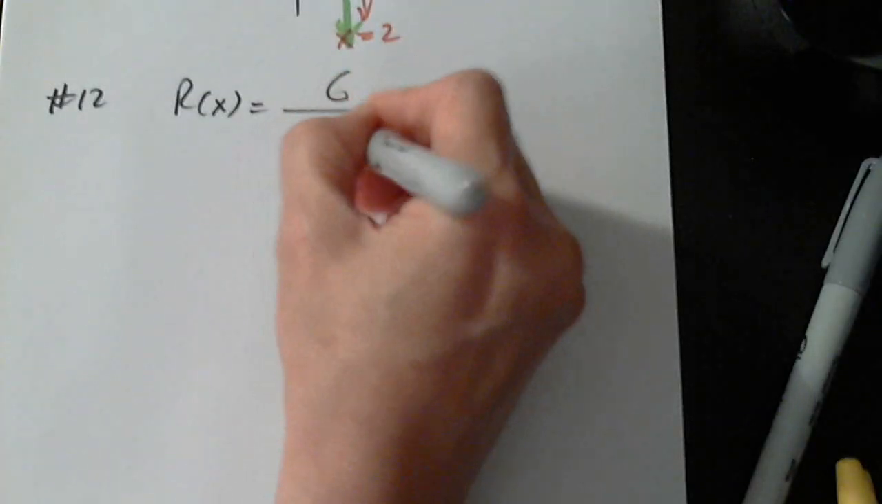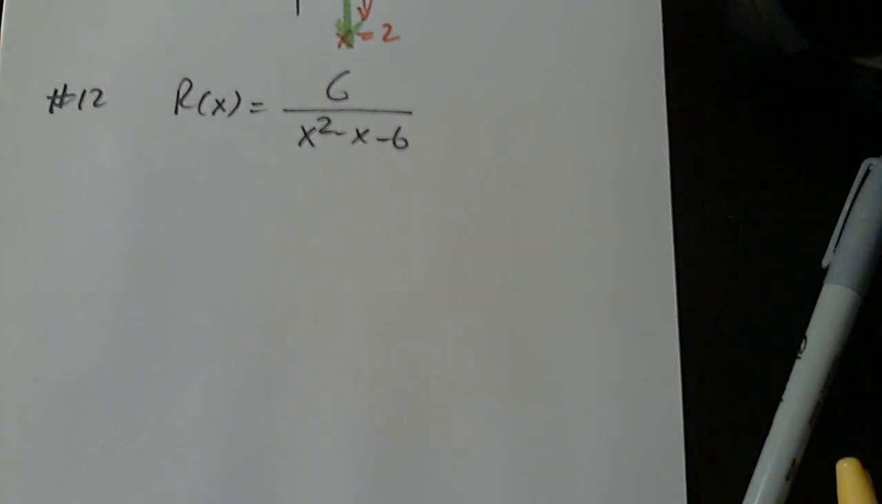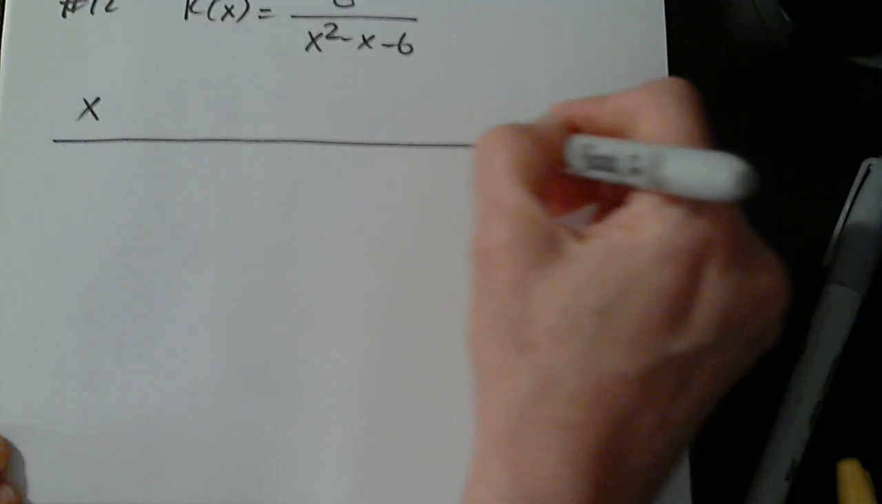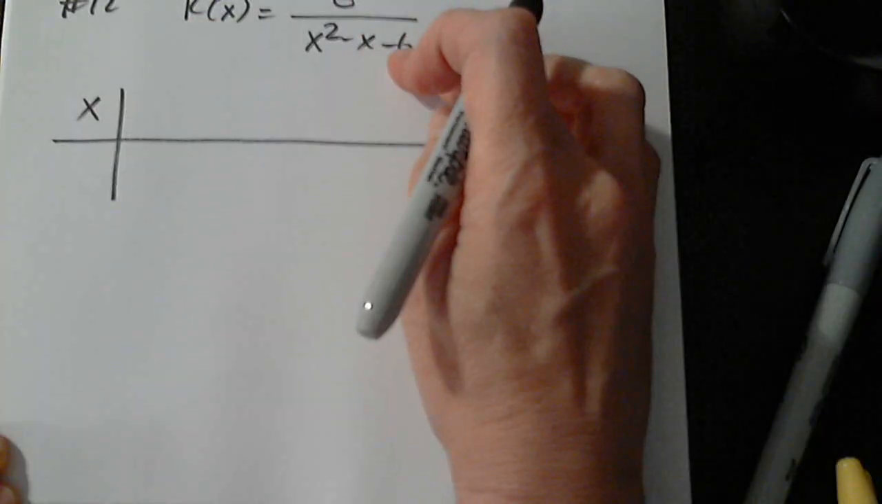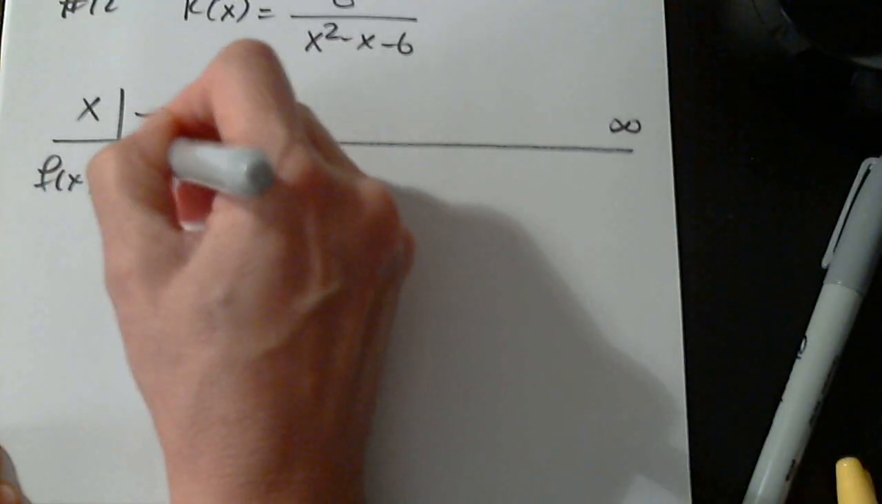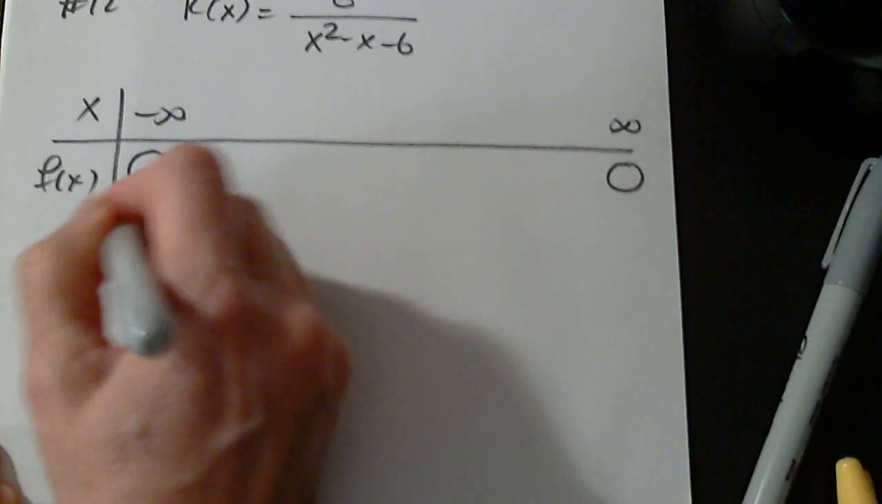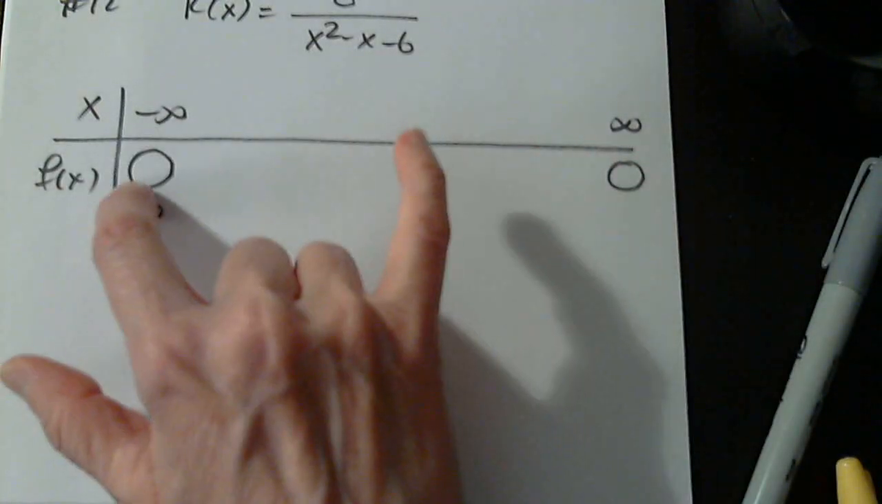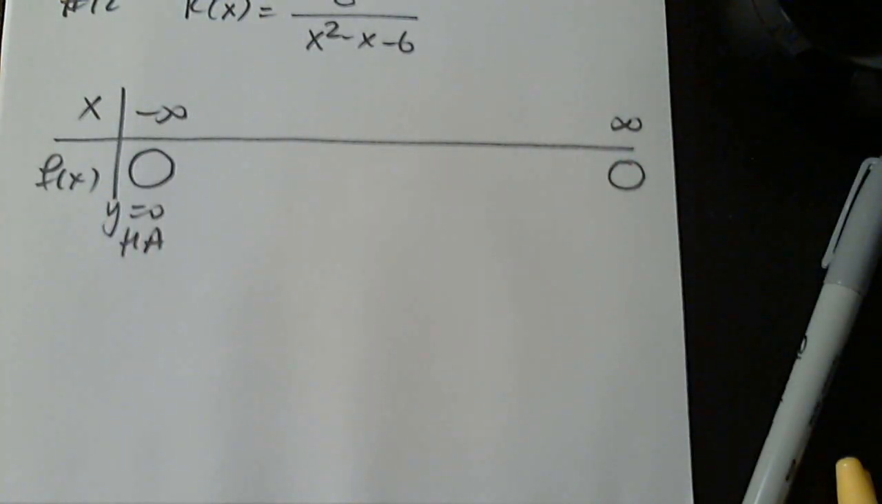So r of x equals 6 over x squared minus x minus 6. So type 2, why type 2? Because the degree in the denominator is higher than the degree in the numerator. So the nice part for type 2 is this. Always and forever. Once you see a type 2 rational function, you know that the end behavior and the horizontal asymptote must be 0. That is a must.